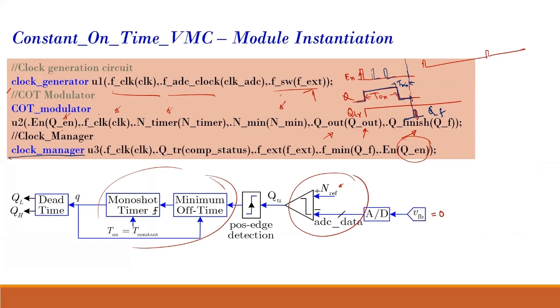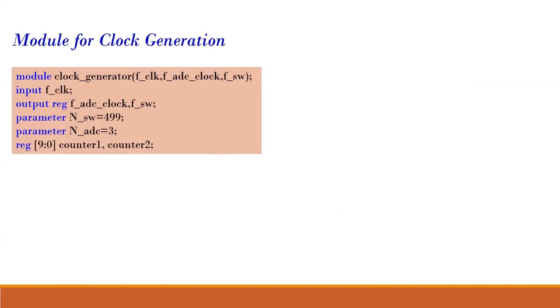So then all these, the clock generator, COT modulator, clock manager, all these are initialized over here. Now we will go to the module for clock generation. This clock generation module has been taught in previous things also, but we will go into it. What actually is this clock generation?